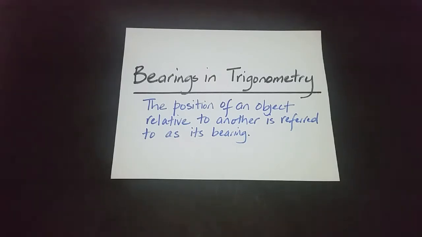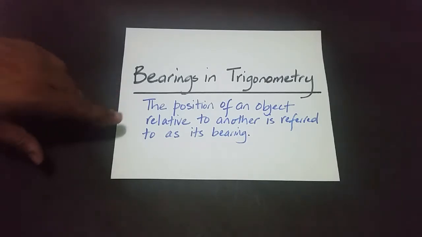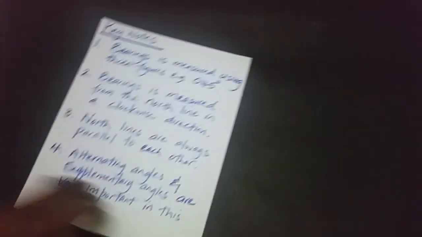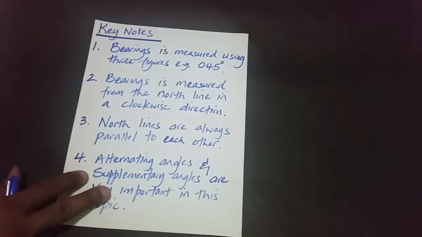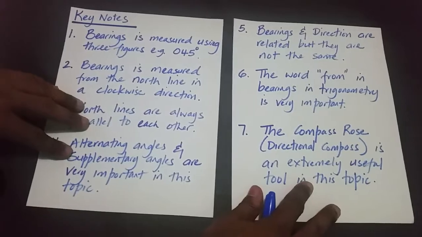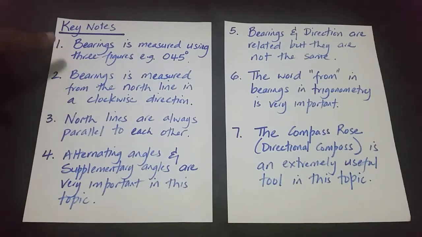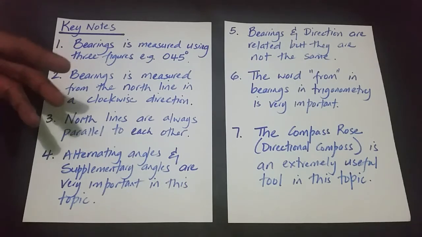Now, the position of an object relative to another is referred to as its bearing. We're going to get back to that point in a little bit, so you can see clearly what we mean. But before we actually touch on that, we have to visit some very important key notes on bearings in trigonometry. There are essentially 7 very important points that I need you guys to note as far as this topic goes. Now, the first one says bearings is measured using 3 figures, example 045 degrees.